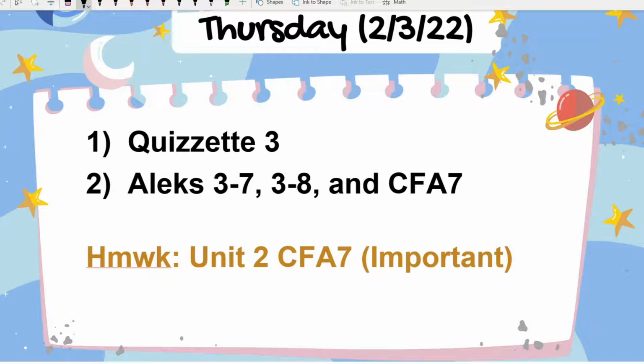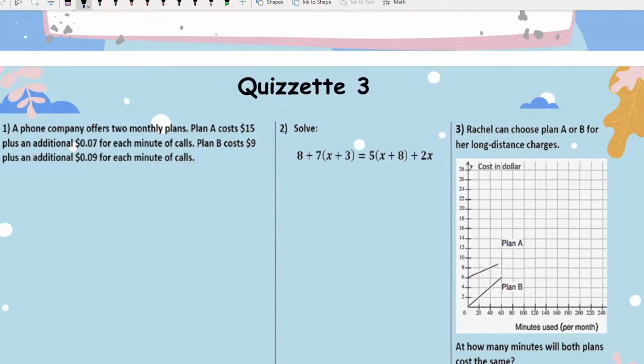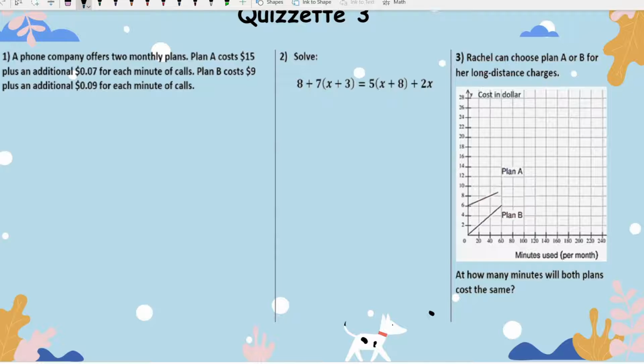We're going to go over Quizette 3 today. A phone company offered 2 monthly plans. Plan A costs $15 plus an additional 7 cents for each minute of calls. And Plan B costs $9 plus an additional 9 cents for each minute of calls. Find the number of minutes at which both plans cost the same. So what we're going to do is write an equation for this problem.